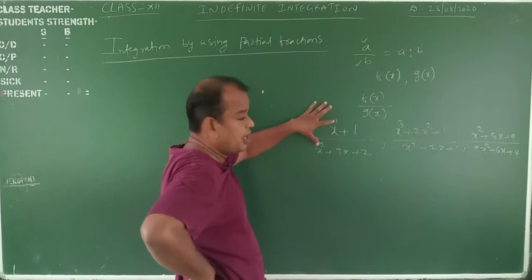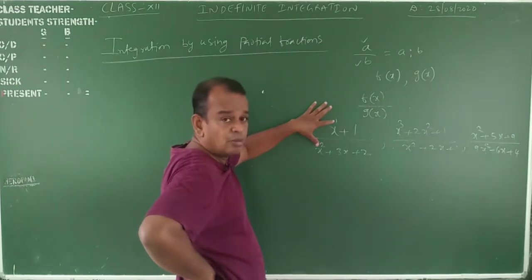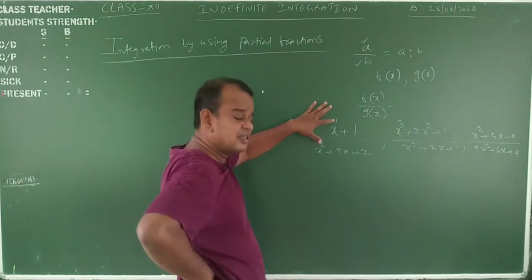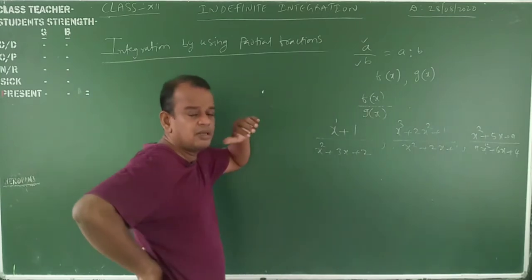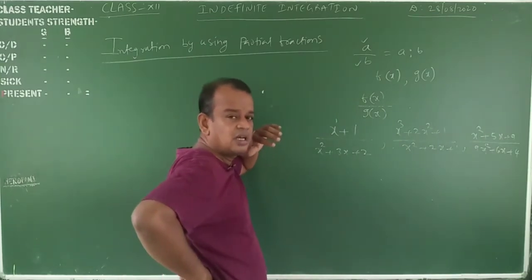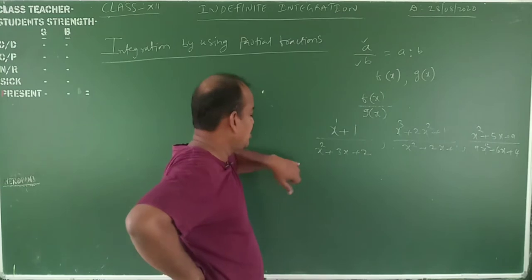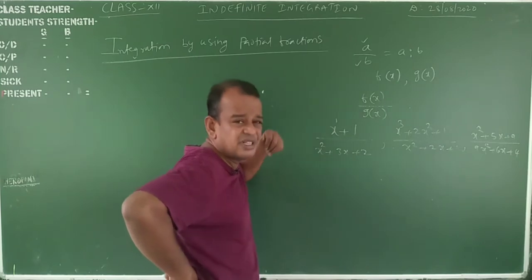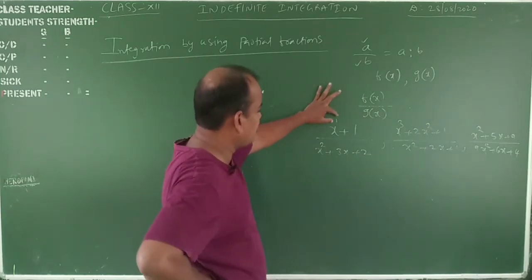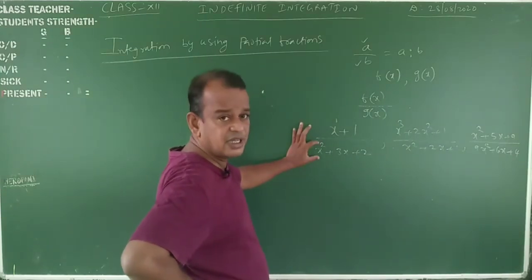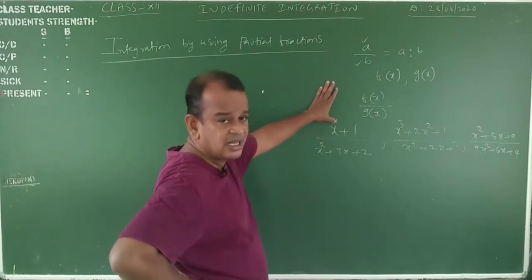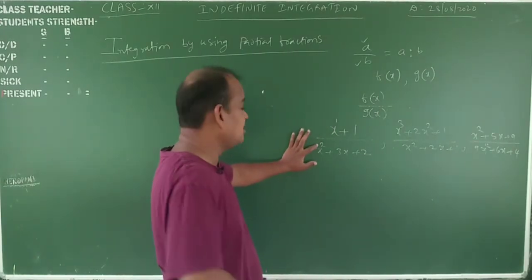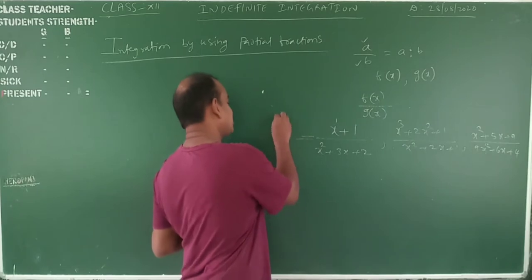Means in the numerator, the index of f of x is less than the degree of g of x in the denominator. Index means degree. The degree of f of x is less than the degree of g of x. Means the numerator is lower and the denominator is higher. This is called a proper fraction.